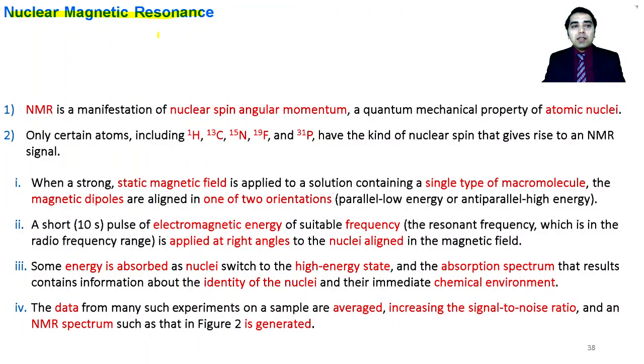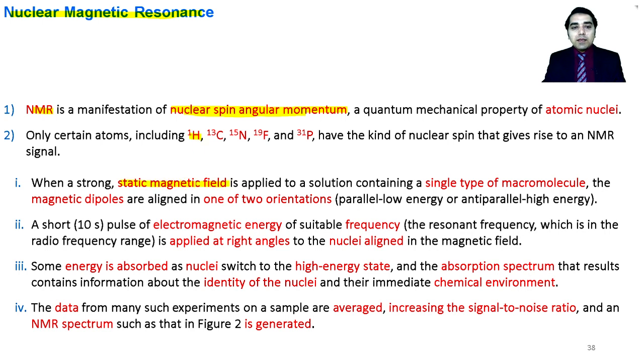The second technique is nuclear magnetic resonance. In NMR, the nuclear spin angular momentum of the atomic nuclei is measured. Only those nuclei that are containing an odd number of protons or neutrons or both can give the NMR signal.